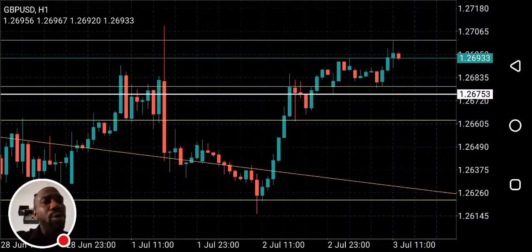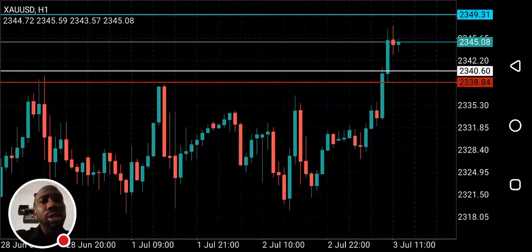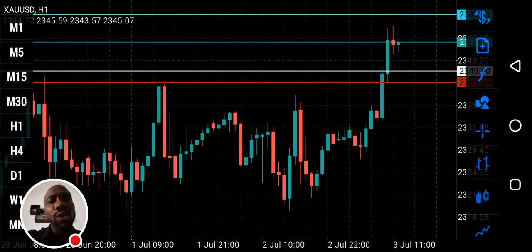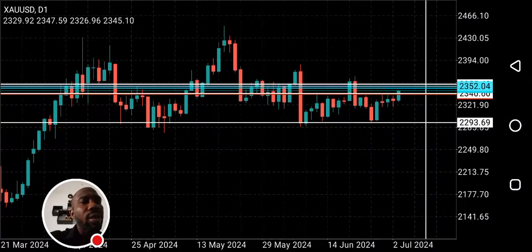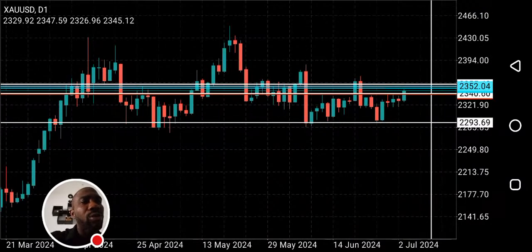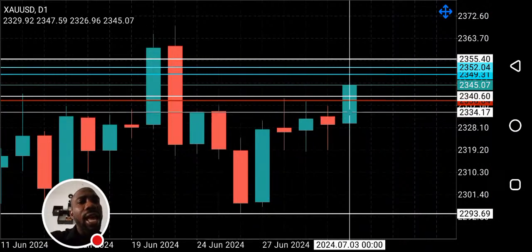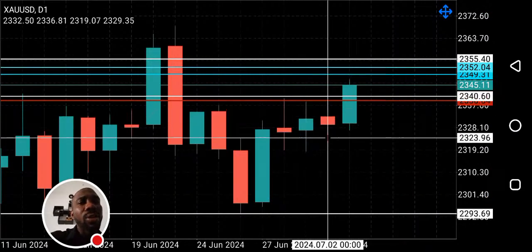Okay, let's look at gold. What's my take on gold? I'm still bearish on gold. Let's start with the daily. You can see yesterday's candle was playing out on gold. Yesterday's candle closed looking like a hanging man.